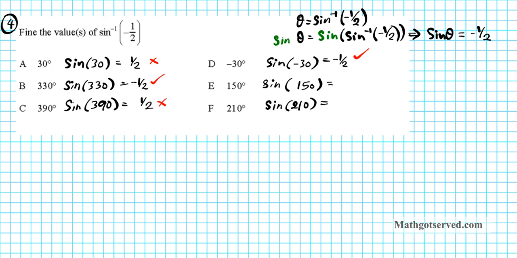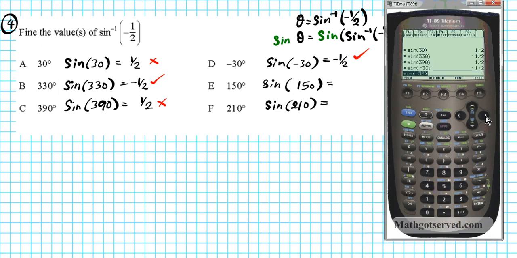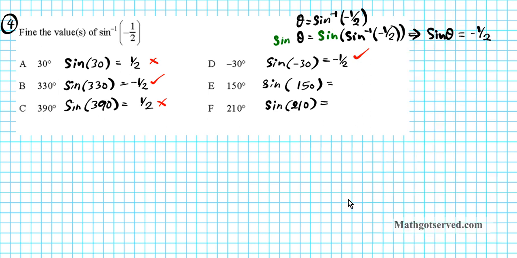Sine 150 and 210. All right, let's look at 150. Sine 150 is 1/2, no good. And then sine of 210 is negative 1/2, and that's good. All right, so this is 1/2 right here, which is bad, and negative 1/2.